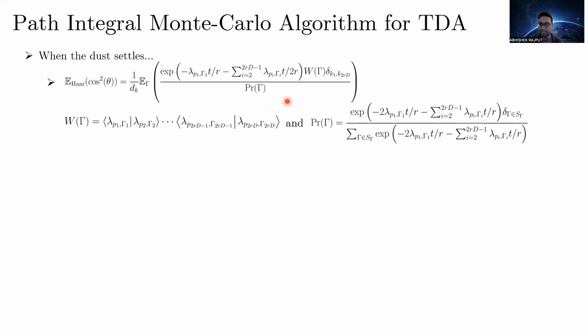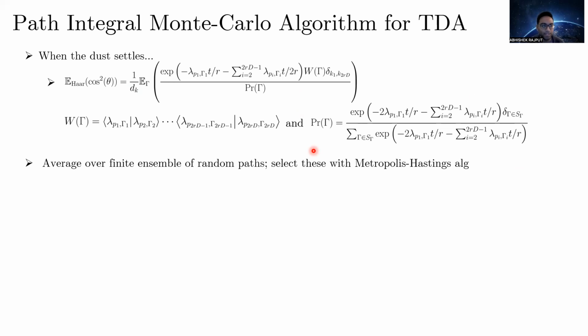And the idea is that, if you were to depict this graphically, the set of valid paths is a graph where each vertex has a degree at most 2 to the R, 2 times R times D, and each edge corresponds to a path of connected eigenvectors for the one-sparse matrices that you use in this decomposition. And this probability is just telling you the probability of that happening. And so this averages the finite ensemble of random paths, and you want to select these with the Metropolis-Hastings algorithm.